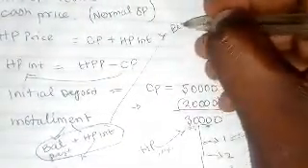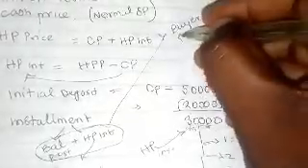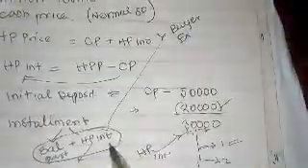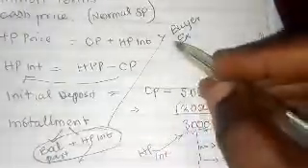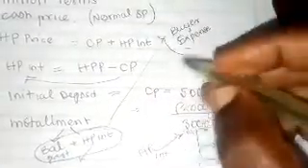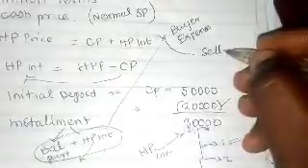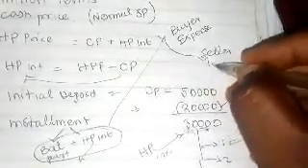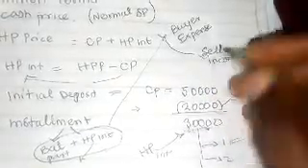Now this hire purchase interest to the buyer is an expense. Write it down. But to the seller is what? An income.